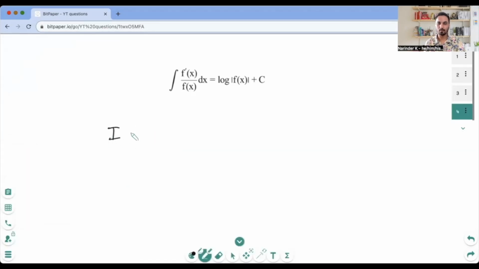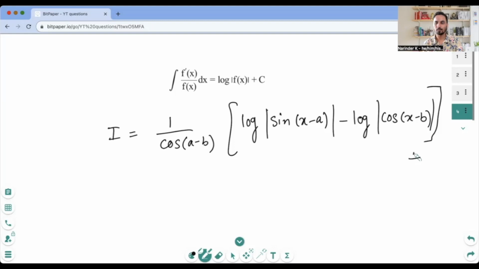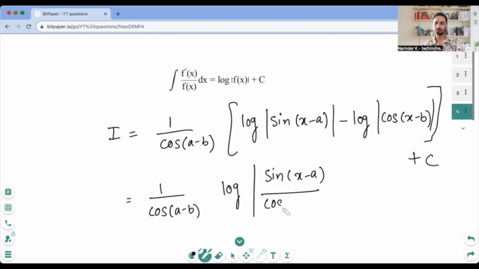That being said, the given integral will become 1 over cos(a minus b) times log|sin(x minus a)| minus log|cos(x minus b)| plus c. We also know that log a minus log b can be written as log of a over b. So therefore, this expression will change to log modulus of sin(x minus a) over cos(x minus b) plus c.